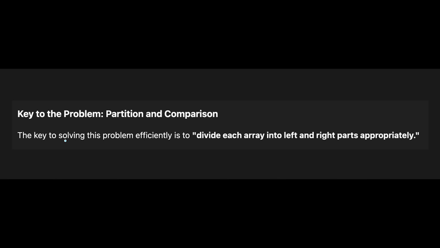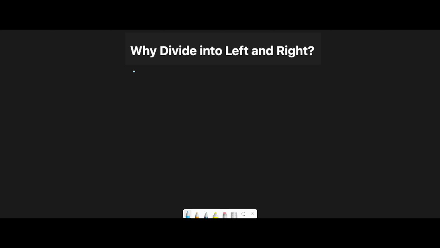The key to solving this problem efficiently is to divide each array into left and right parts appropriately. So the left part means the smaller number group, and the right part means the larger number group. Okay, I guess the next question is why divide into left and right?